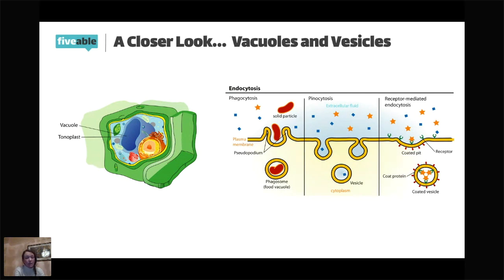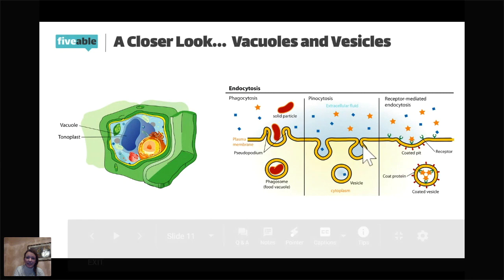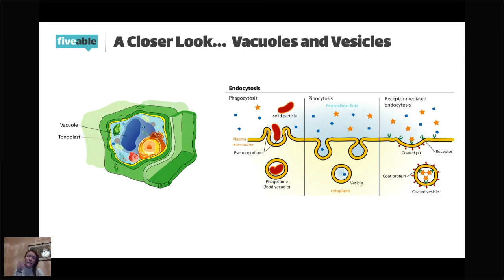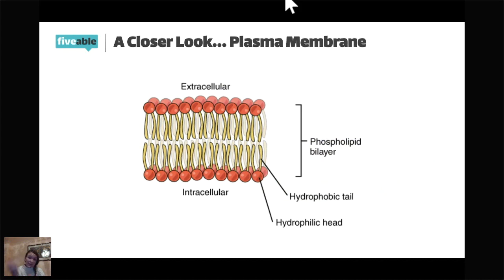Vesicles, on the other hand, are different. Vesicles are the little carriers that take things around. I always think vesicles, vehicles, because they're driving things either into or out of the cell. This is an example of endocytosis, and I'm going to get into that in a second, so I'm not going to explain it too much right now, but they can also be used for exocytosis, getting things out of the cell. They're just little membrane bubbles, bubbles of the plasma membrane that will move around and transport items. So vesicles, vehicles, and vacuoles are for storage. Again, they sound similar. Those are the major organelles that you need to know.